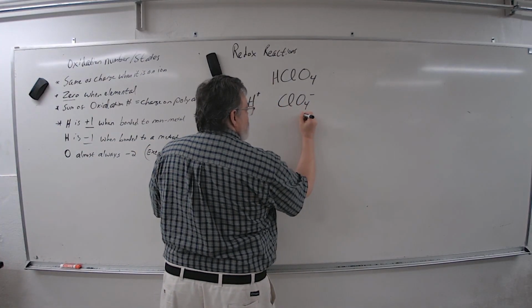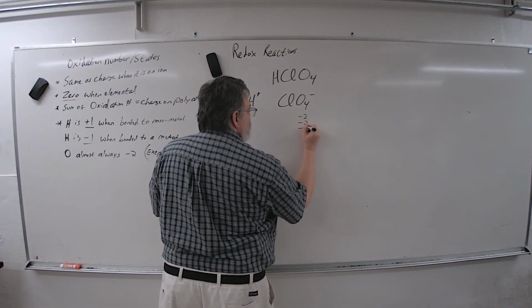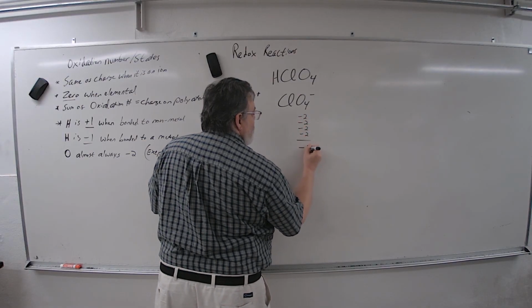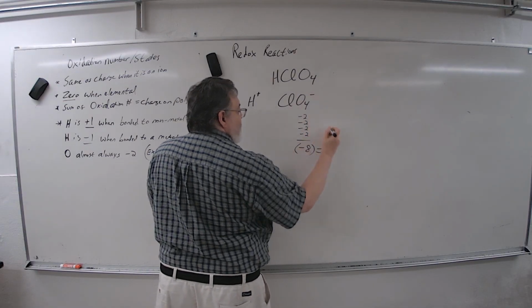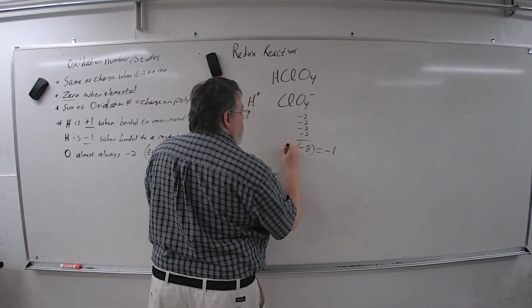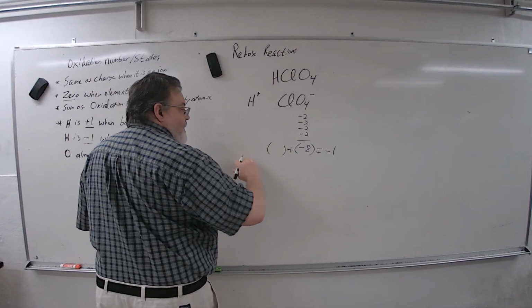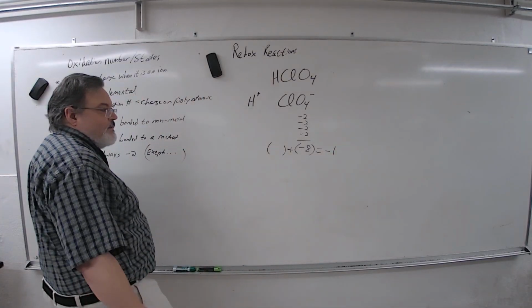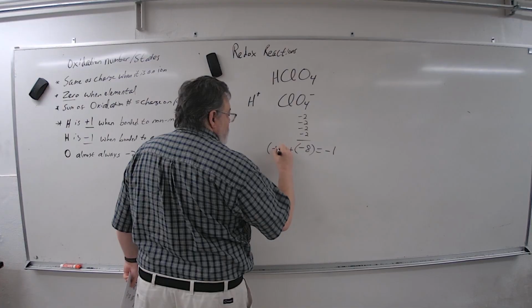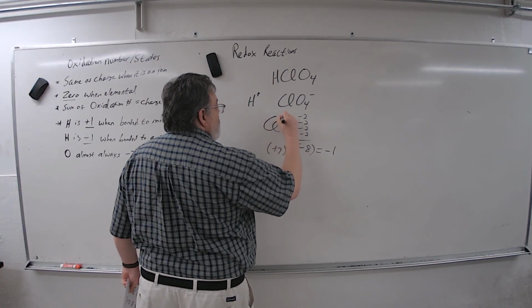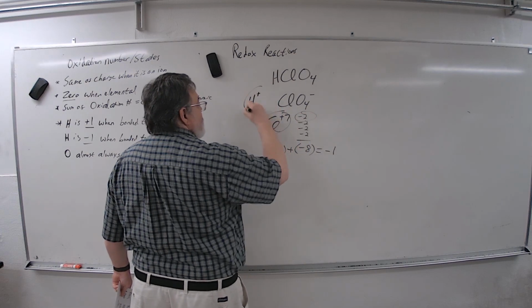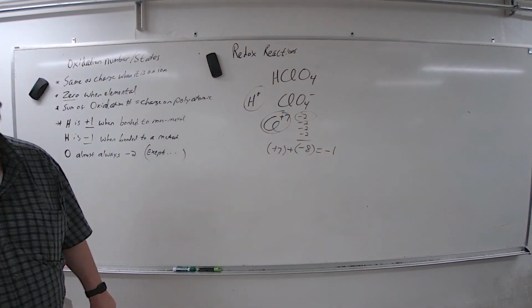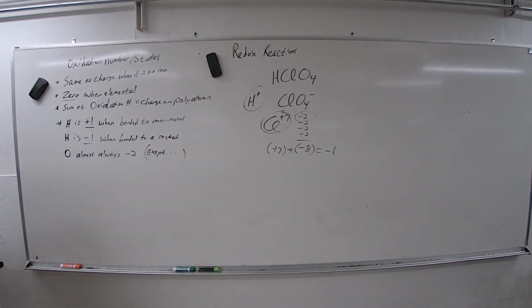Oxygen, assume it's -2, -2, -2, -2. You have a total of -8 from the oxygens. I have a -1 here. What do I need to put here to make this true? +7, so Cl is +7. Oxygen is -2, and hydrogen is +1. You with me?